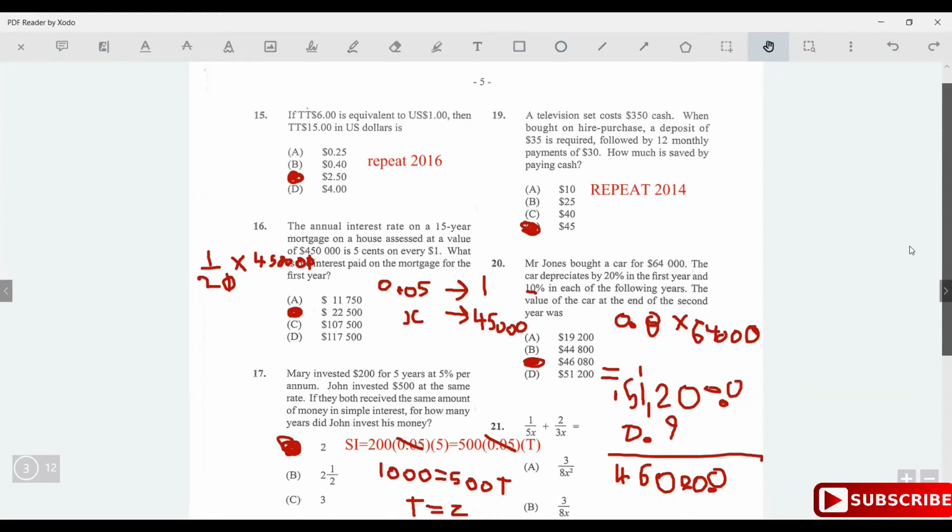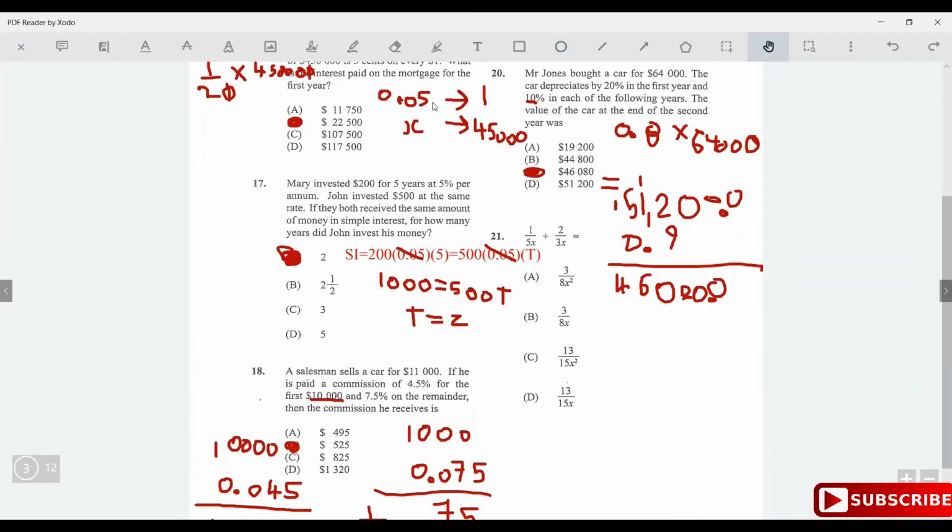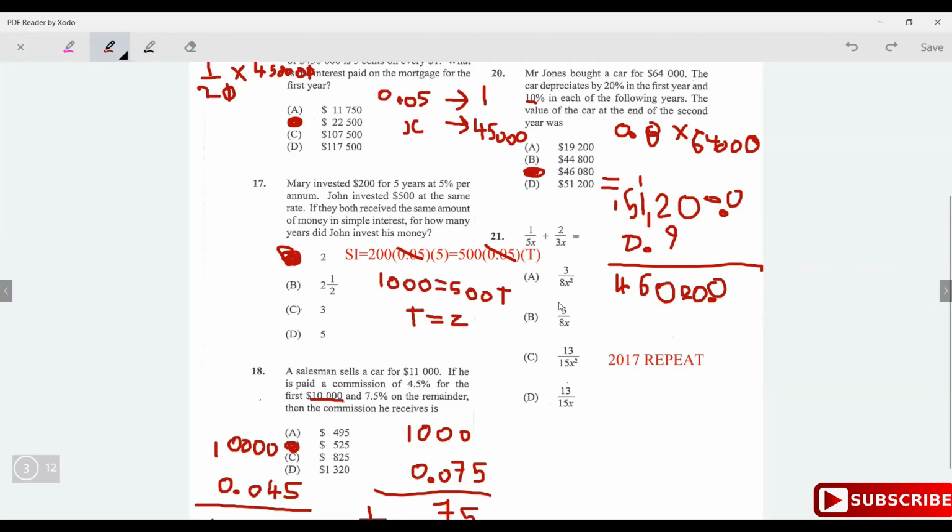All right. Question 21 is a repeat question. This is a 2017 repeat. And I think it was 13 over 15x. Positive, all right, because it was 1 over 3x plus, let's see, this was that one.